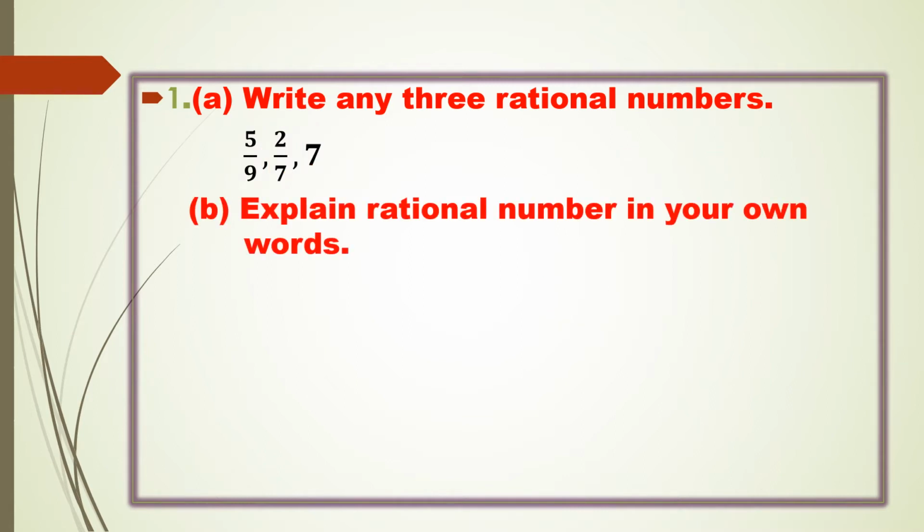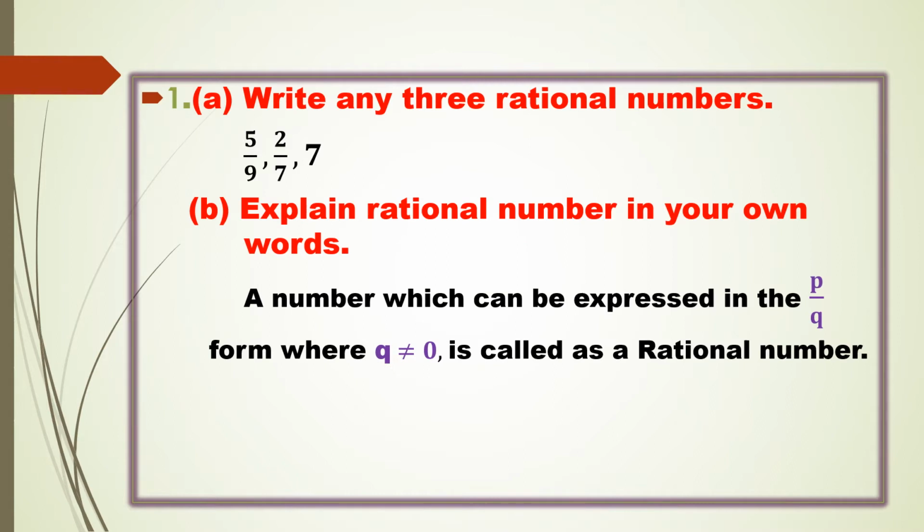Explain rational number in your own words. As we already know, rational numbers are the P by Q form numbers where Q is not equal to 0. Means whatever is there in the denominator, it should not be 0. Clear? So a number which is expressed in P by Q form where Q is not equal to 0 is called a rational number. If you want, you can give examples. I gave here a rational number, here also a P by Q form number with a negative sign. Clear? So let us go to the next question.